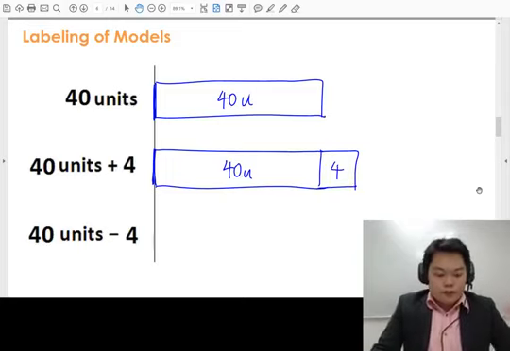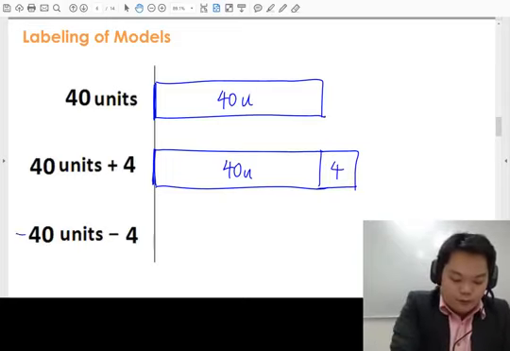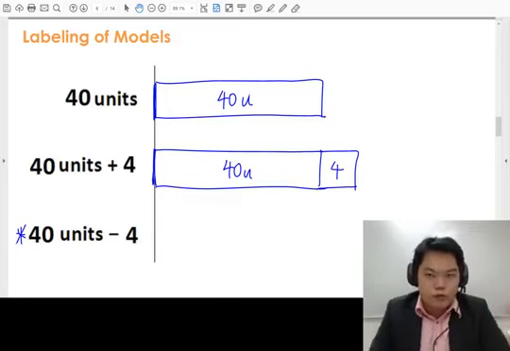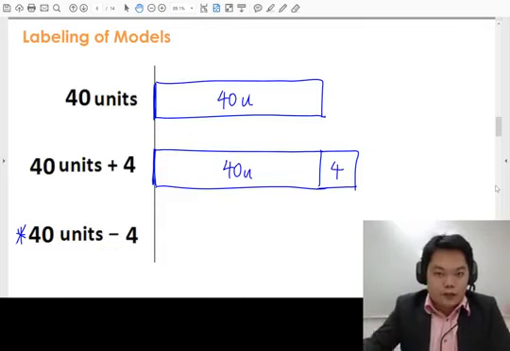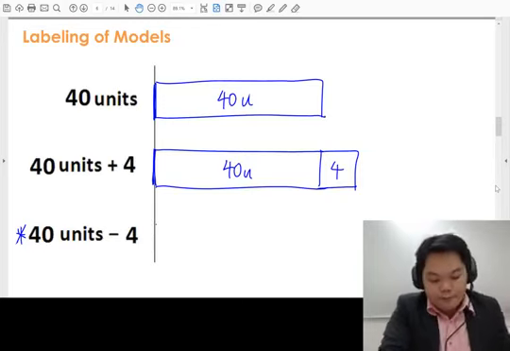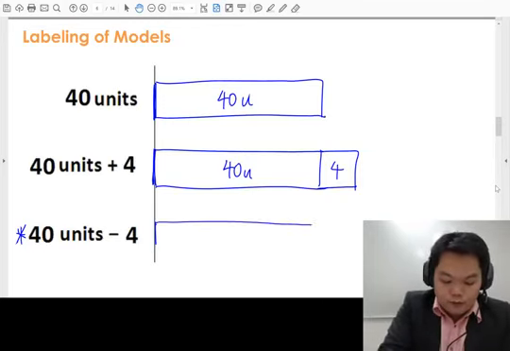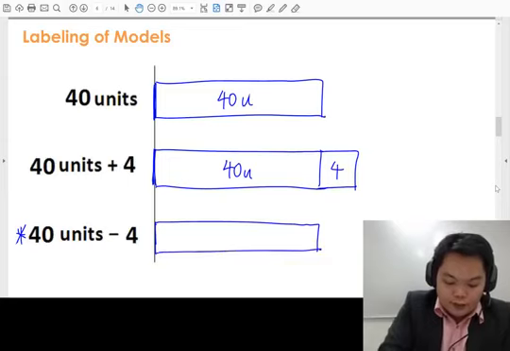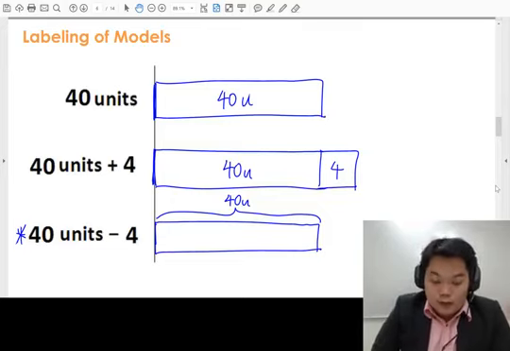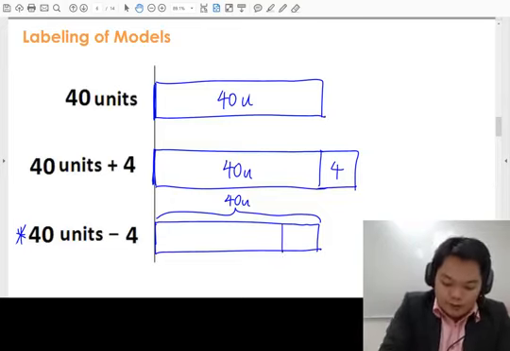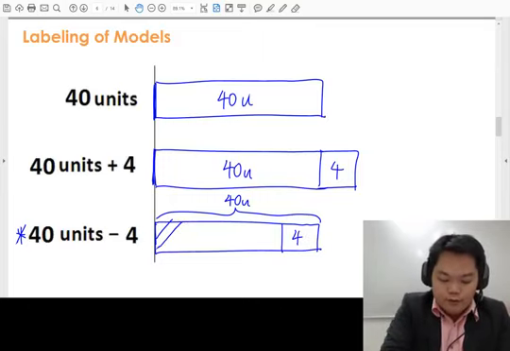So for 40 units minus 4, now this one will take you a while to get used to. The story is this. When you have 40 units minus 4, or a certain number minus something, this is what's going on. We draw out the entire bar first, and we say that this entire bar is 40 units. After that, we take away an actual value of 4, leaving us with this shaded region over here.